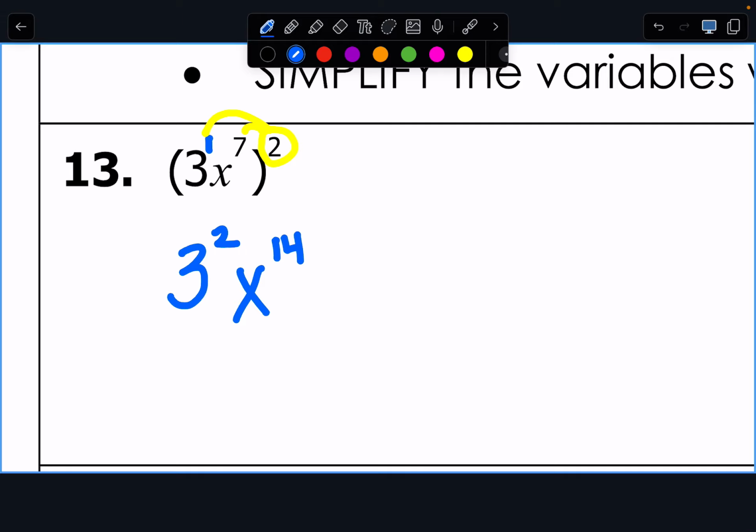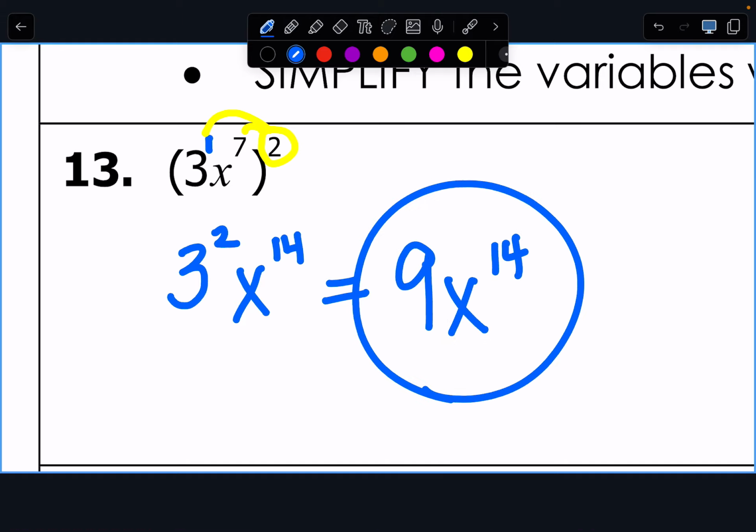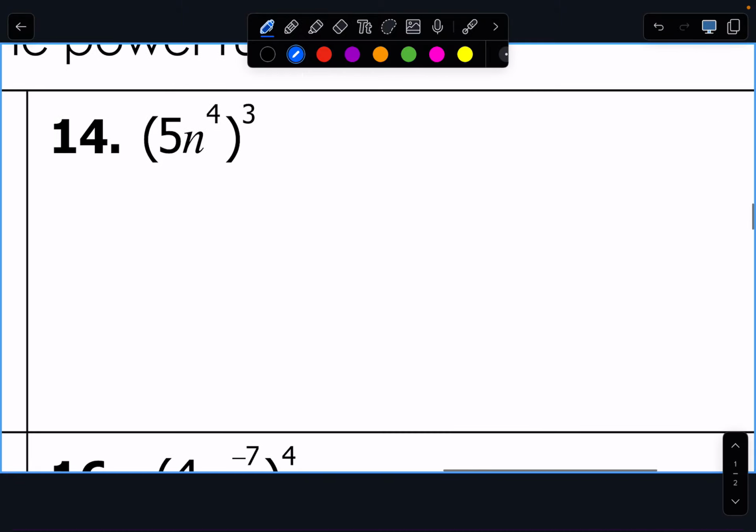Okay? Now, we can either use our brains or our calculators. What is 3 squared? So you guys are going to break my heart already. 9x to the 14th. Okay. Write down what you think the answer to number 14 is.